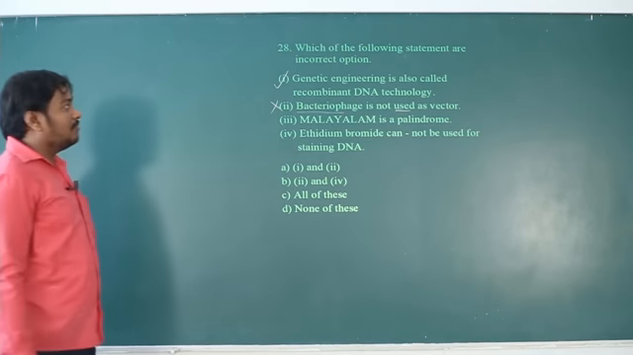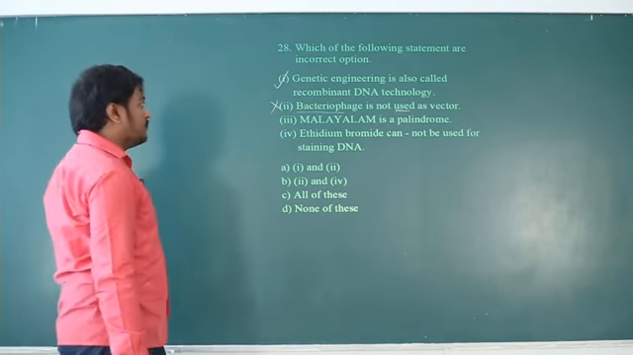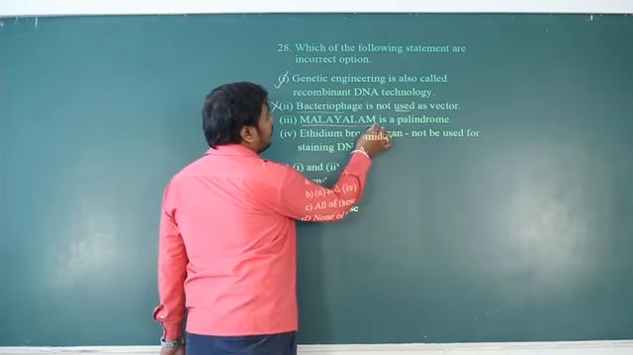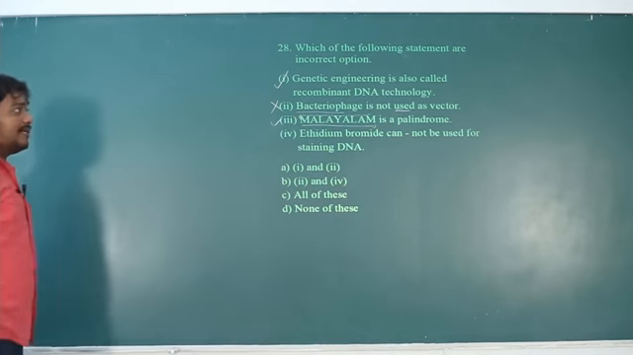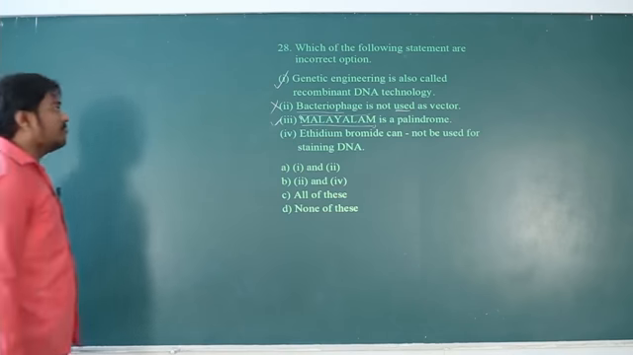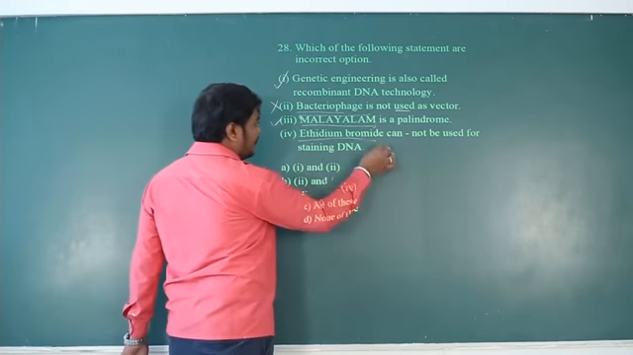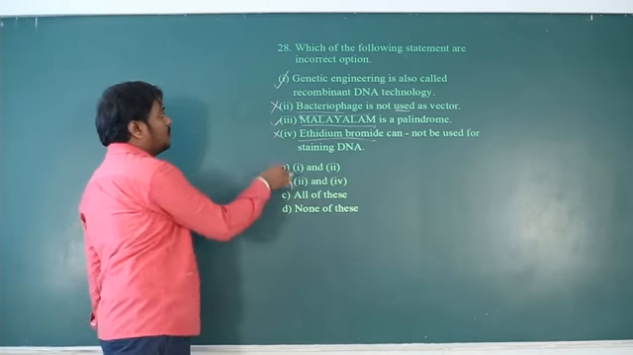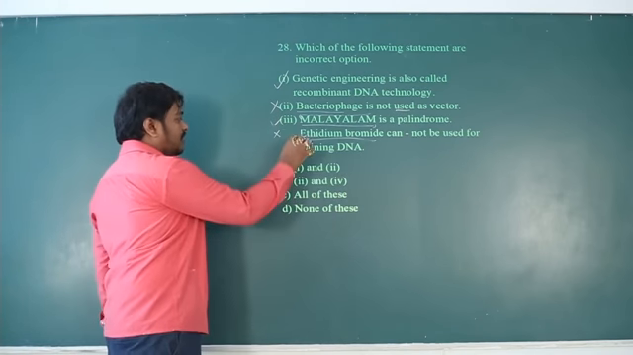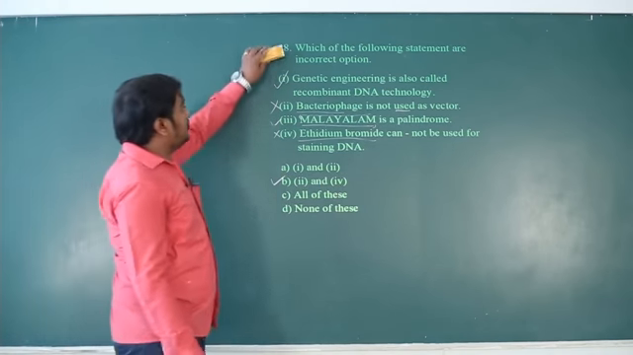Malayalam is a palindrome sequence. If you read in any direction, it reads the same. So it is right. Ethidium bromide cannot be used for staining DNA. No, ethidium bromide is the stain used to visualize the DNA during electrophoresis. So 2 and 4 are the right options.